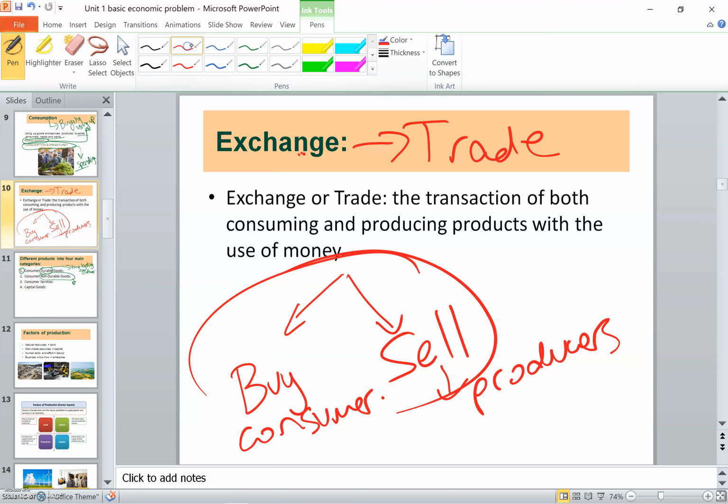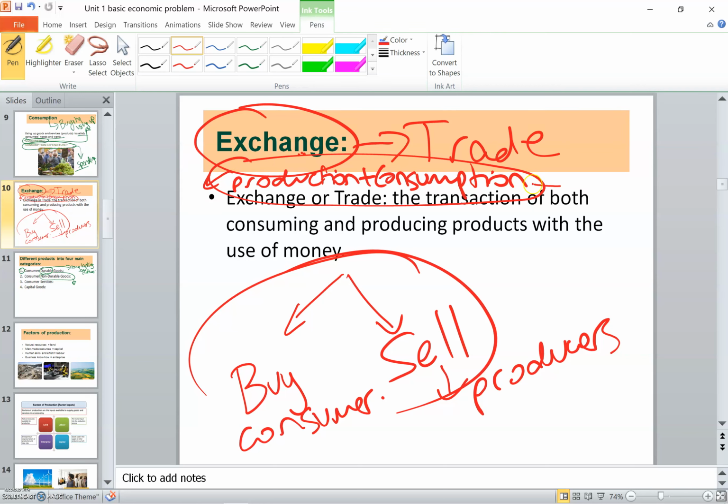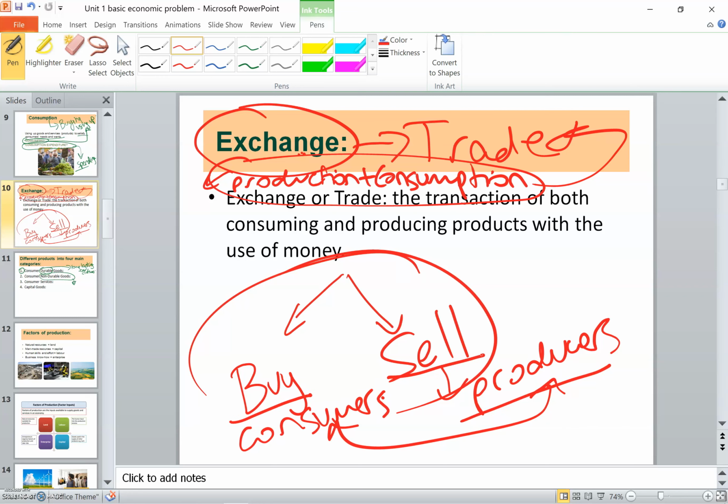When I'm talking about exchange, it includes both activities, both production and consumption together. Okay, they're happening at the same time. Another term for it would also be trade. So here, what are we doing? The consumers and producers, both of them are meeting with each other. The consumers are buying and the producers are selling their goods and services. Okay, now when I'm talking about exchange, we're talking about using money. So buying and selling.